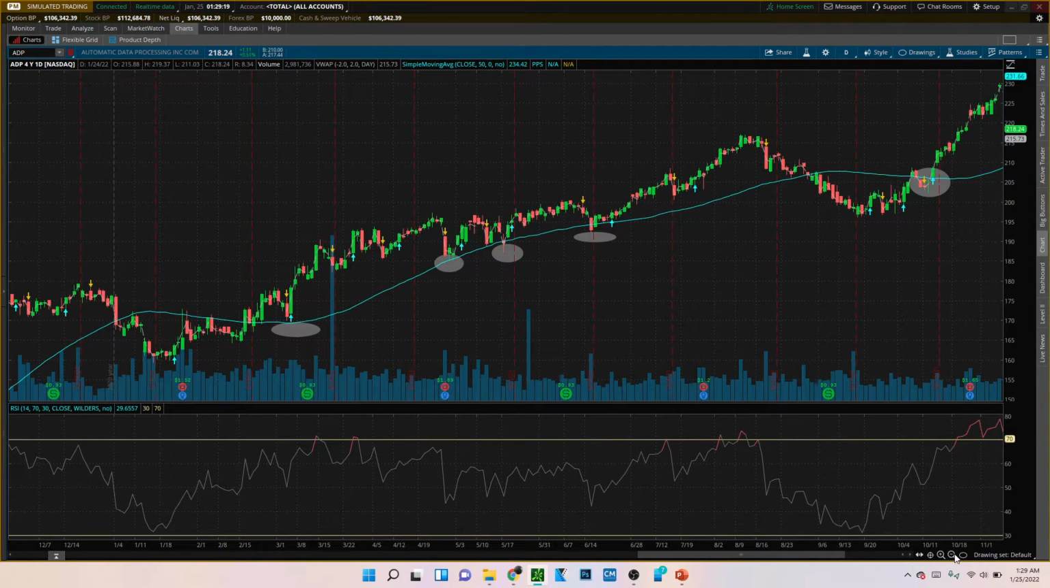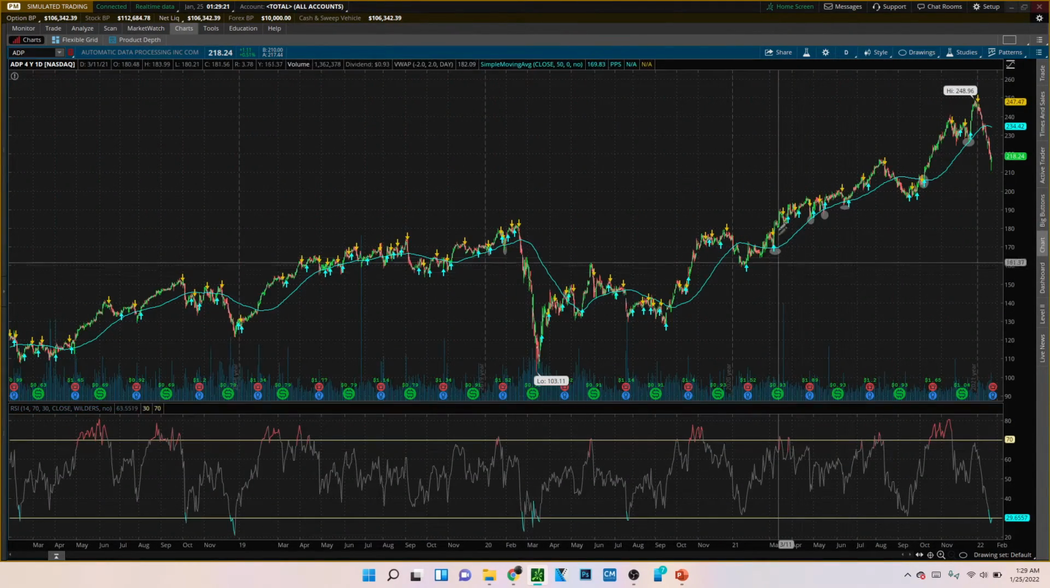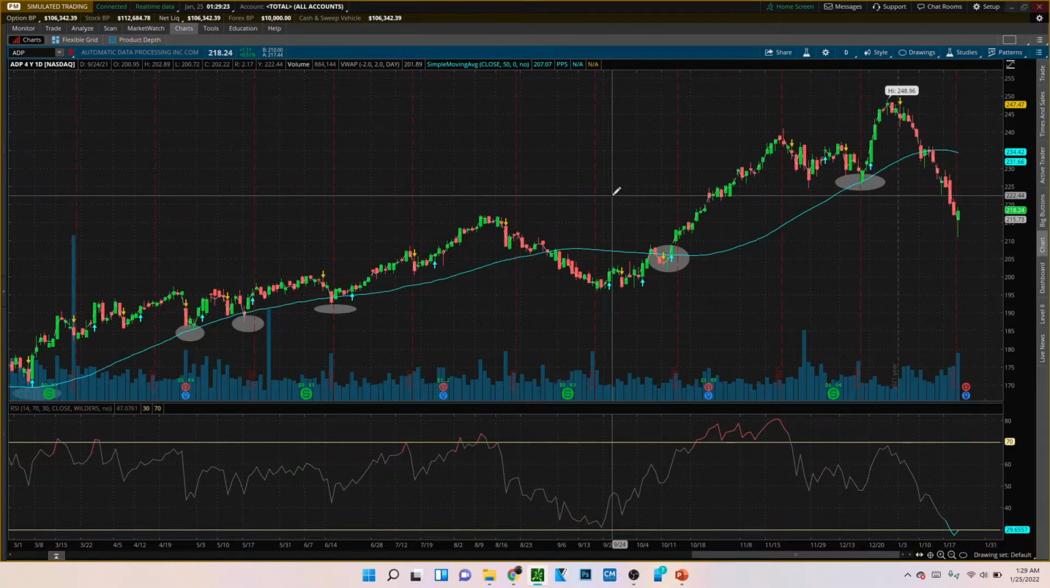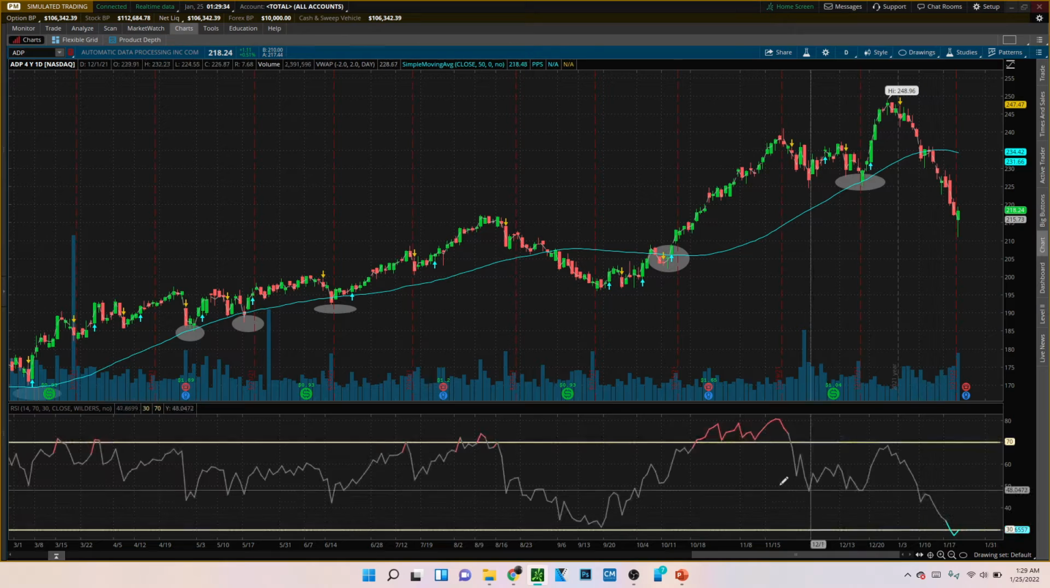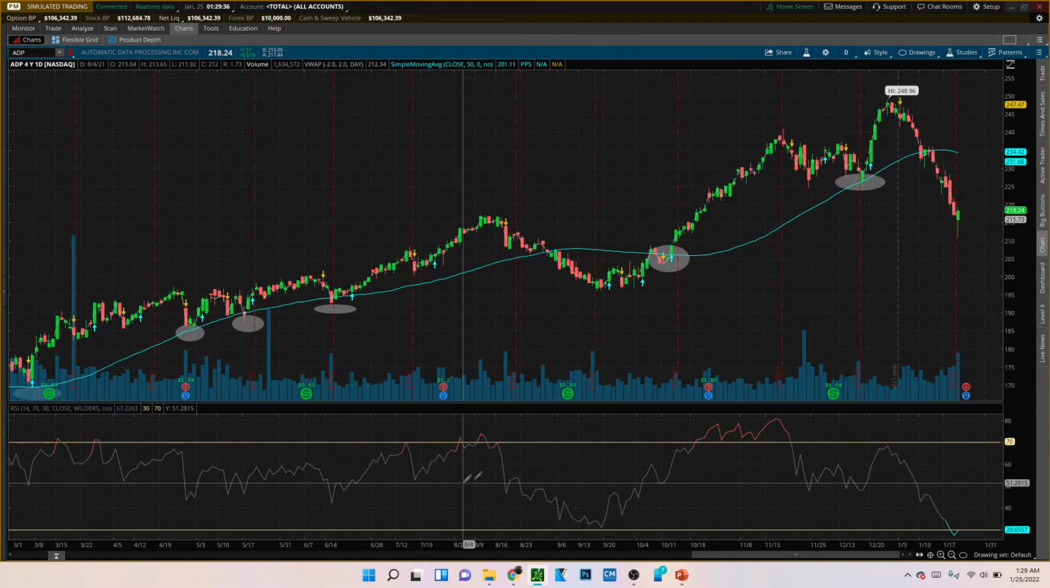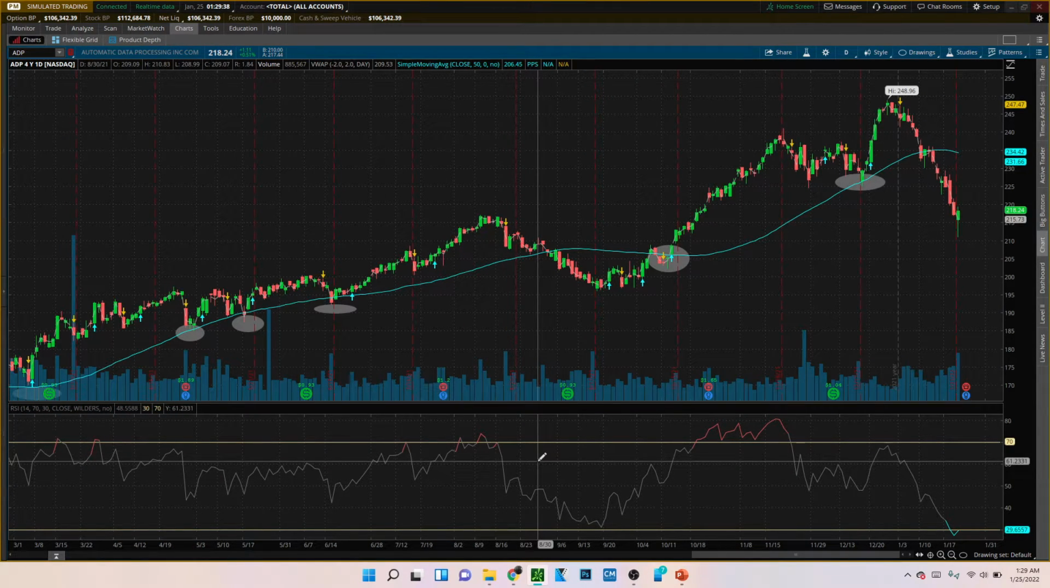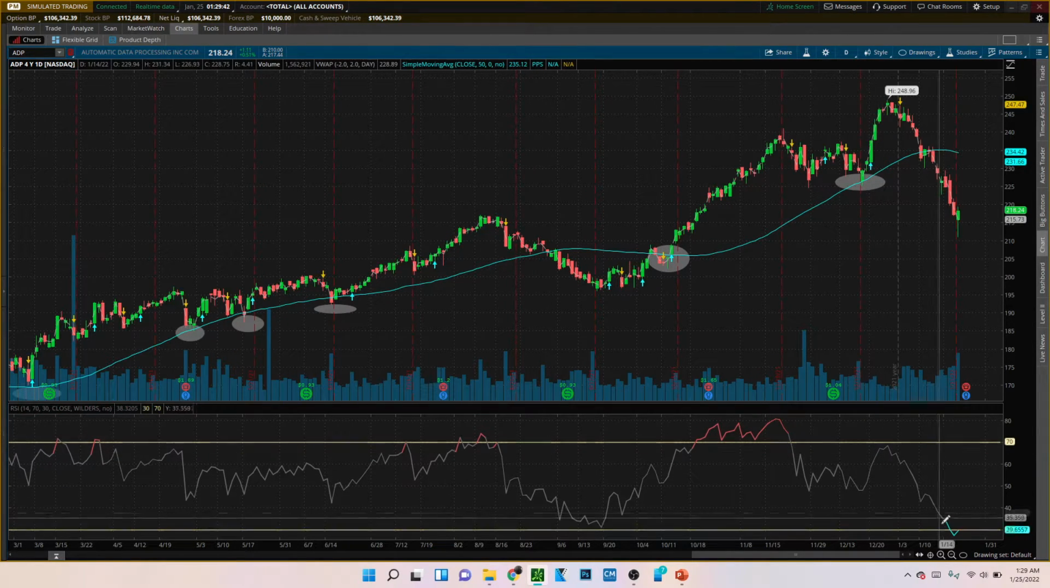And last but not least, I'm going to show you a couple of charts for this one. One is ADP again, because it's just a great example of a stock to play. Look at this one here. This is our RSI indicator. I also did a video on this about the top indicators to play. This is one of them. The RSI is a great indicator to look at.